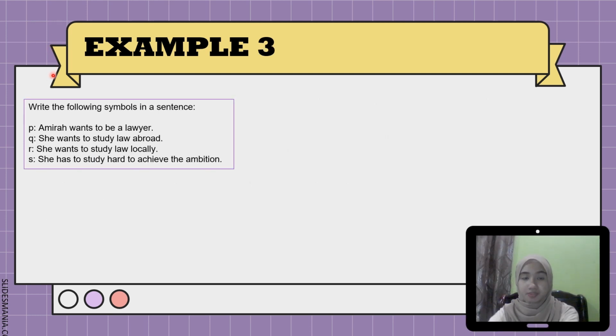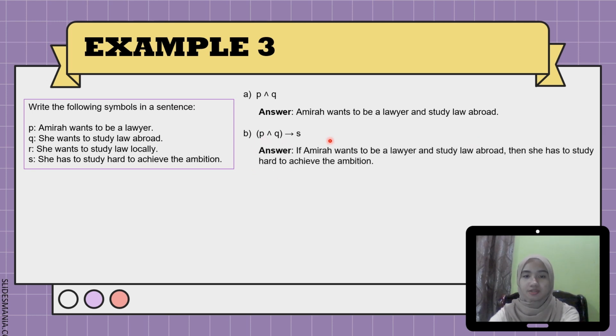For example 3, write the following symbols in a sentence. P, Amira wants to be a lawyer. Q, she wants to study law abroad. R, she wants to study law locally. S, she has to study hard to achieve the ambition. A, P and Q. So the answer is Amira wants to be a lawyer and study law abroad. B, P and Q implies S. So the answer is if Amira wants to be a lawyer and study law abroad, then she has to study hard to achieve the ambition.